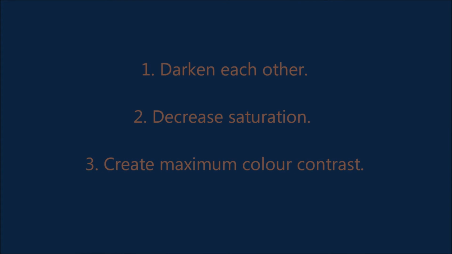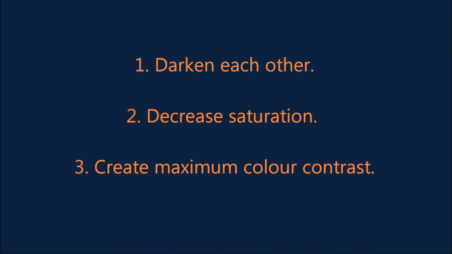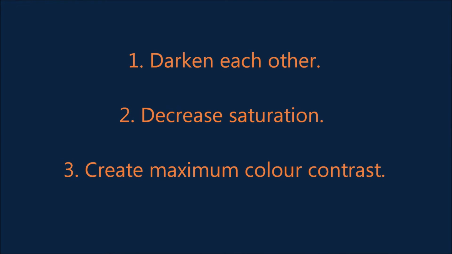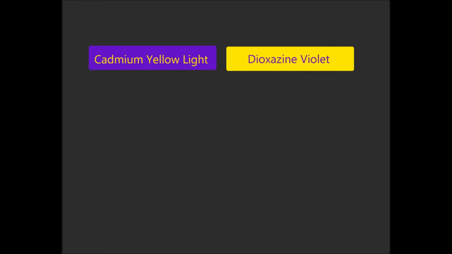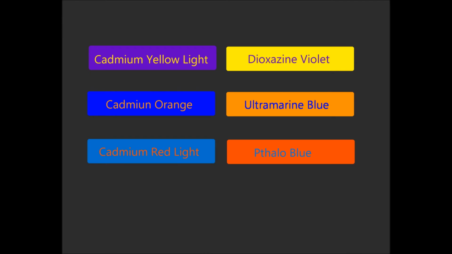When mixed together, one complement will darken the other. When mixed together, one complement will decrease the saturation of the other, and when laid side by side, there will be a maximum contrast in color. Here's a list of the primary complementary pairs: cadmium yellow light, dioxazine violet; cadmium orange, ultramarine blue; cadmium red light, phthalo blue; alizarin crimson, and phthalo green.